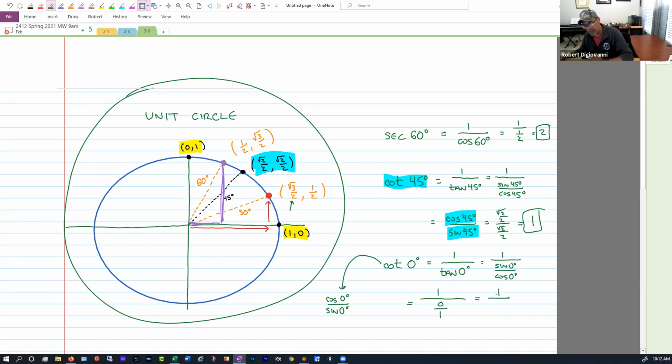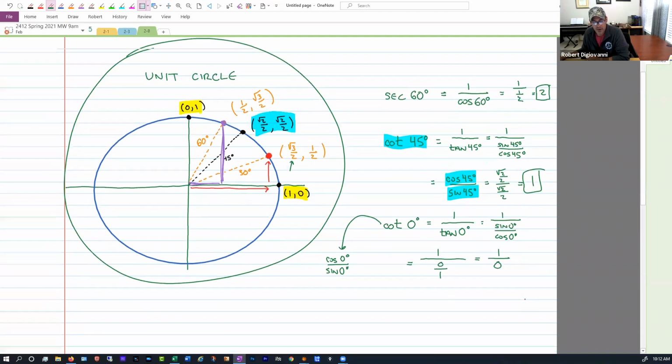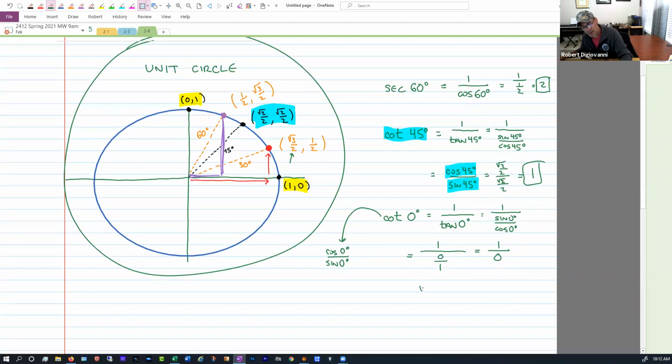We have 1 on top. Maddie, what's 0 divided by 1? 0. Uh-oh. 1 divided by 0. It's not a real number. It's undefined, right? We cannot divide by 0. So this is the first time this has happened. We are going to say that this is undefined. Undefined is our answer. And the reason it's undefined is because we have division by 0.